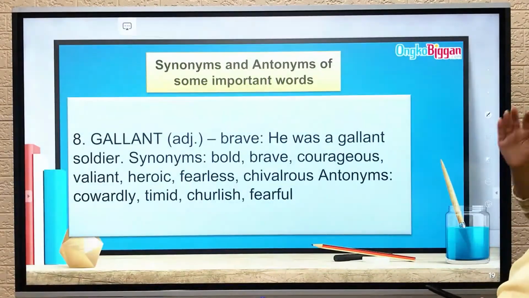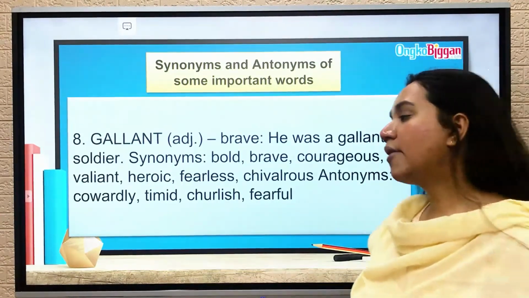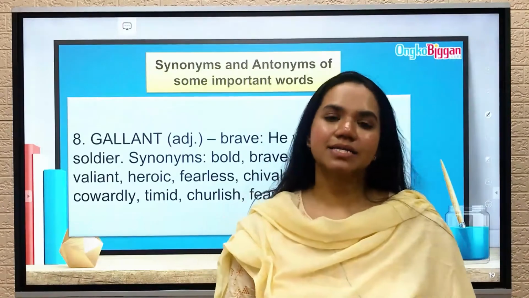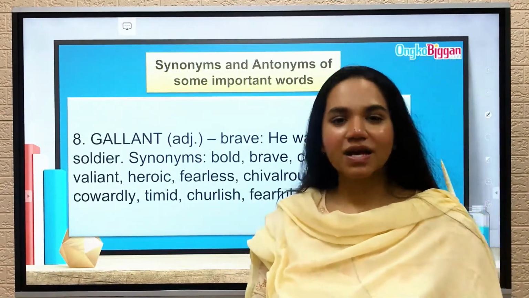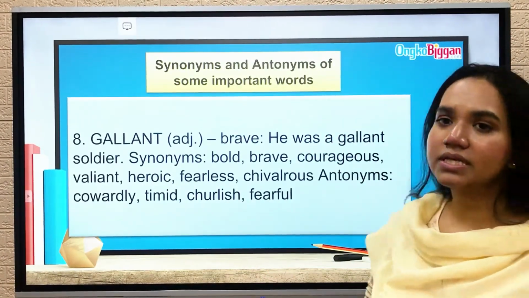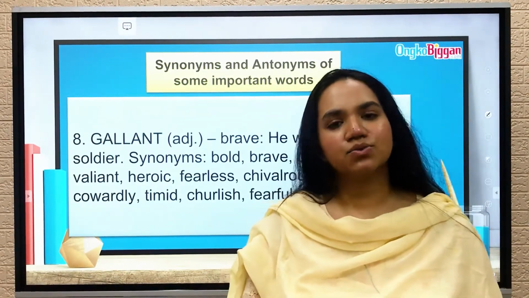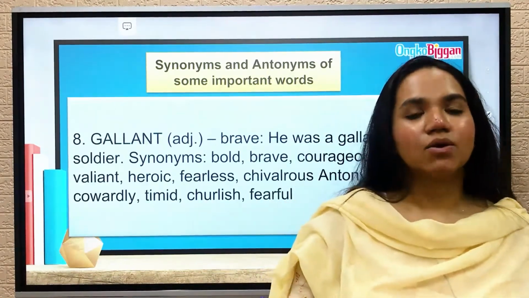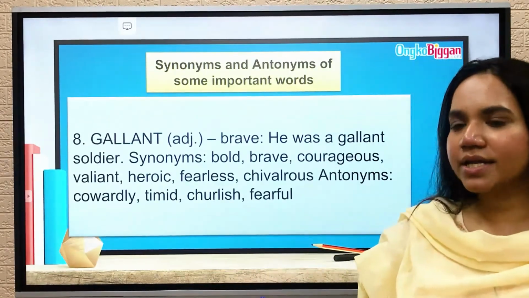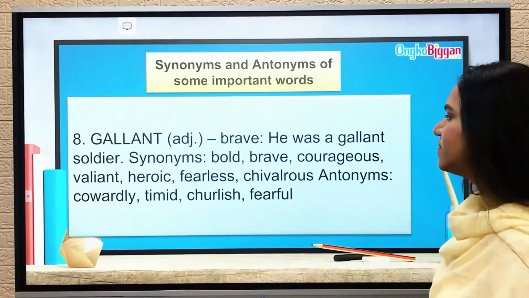Then, in number 8, I see gallant. So this is another very commonly appearing word in your exam. Gallant means brave. So if I say that you are gallant, it means you're brave. The easy sentence is, he was a gallant soldier. Generally, soldiers are gallant people, right? Because they get trained in such a way that they can sacrifice their own lives for their country. So that's a huge training. Synonyms are bold, brave, courageous, valiant, heroic, fearless, chivalrous.